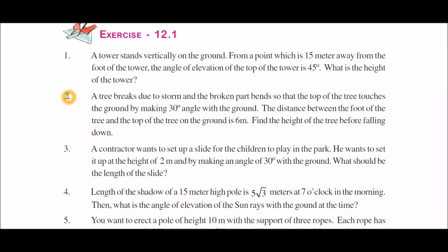Now the second problem. A tree breaks due to the storm and the broken part bends so that the top of the tree touches the ground, making a 30 degrees angle with the ground. The distance between the foot of the tree and the top of the tree on the ground is 6 meters. Find the height of the tree before falling down.